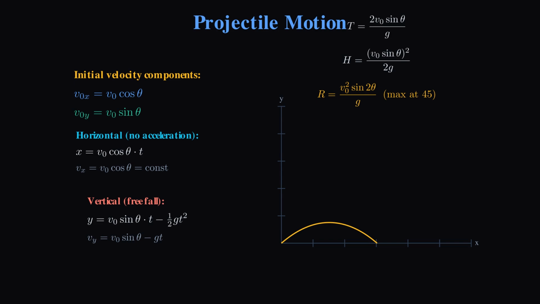Maximum height. At the peak of the trajectory, the vertical velocity equals 0. Setting vy to 0, t peak equals v0 sine theta divided by g. This is exactly half the total flight time. The trajectory is symmetric about the peak. Substituting back, h equals v0 squared times sine squared theta divided by 2g.